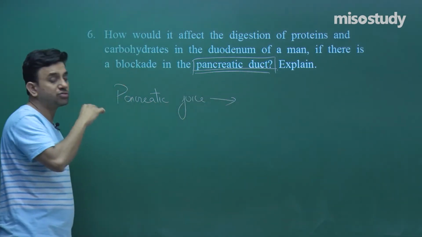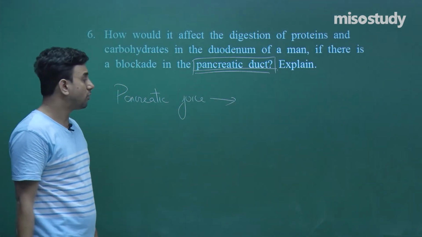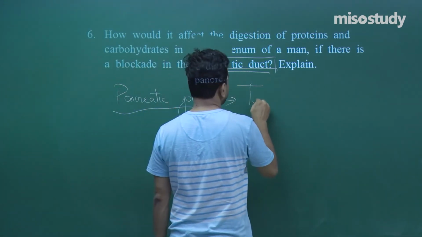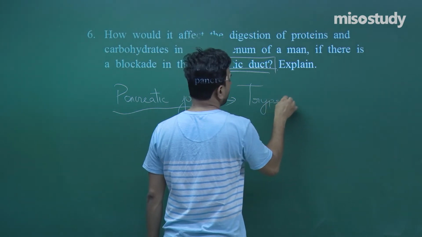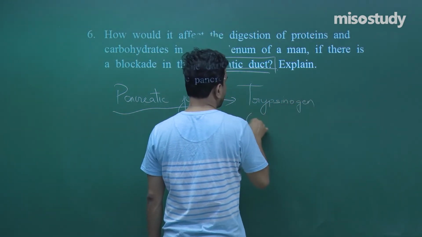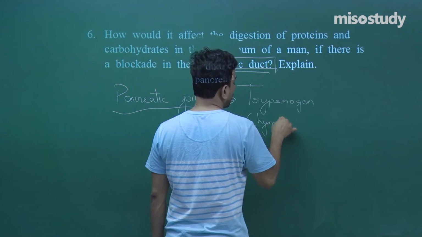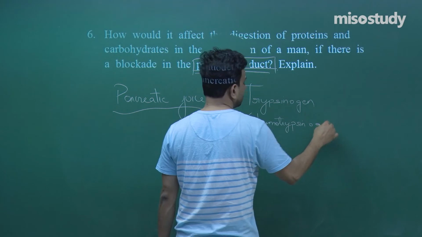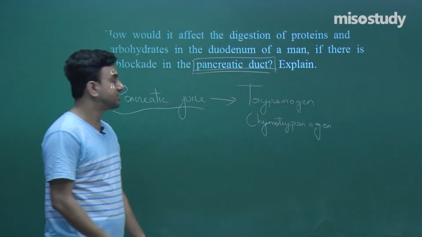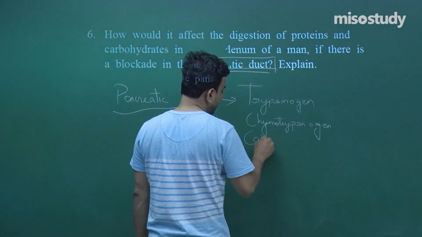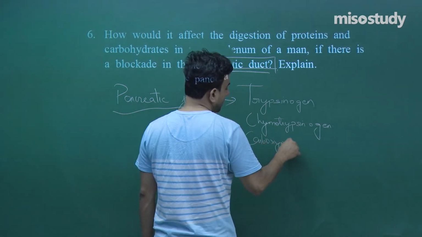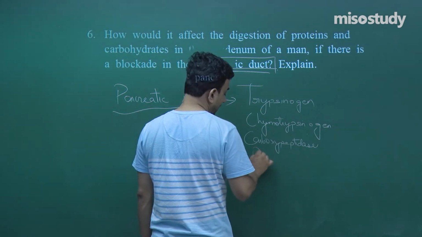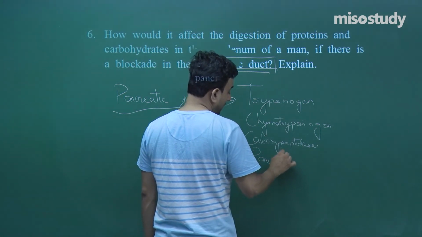The pancreatic juice consists of many things. We have already said the pancreatic juice consists of trypsin, isn't it? It consists of what? Trypsinogen. It consists of chymotrypsinogen. Right? It consists of the carboxypeptidases. It consists of the pancreatic amylase and the pancreatic lipase.